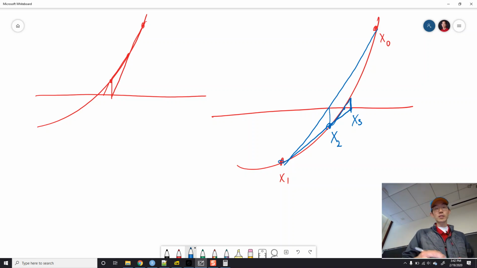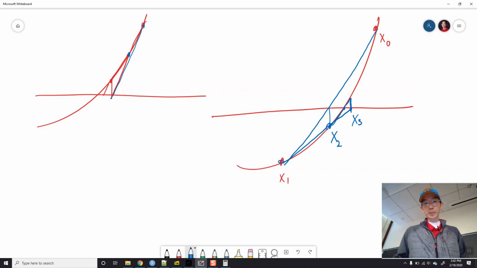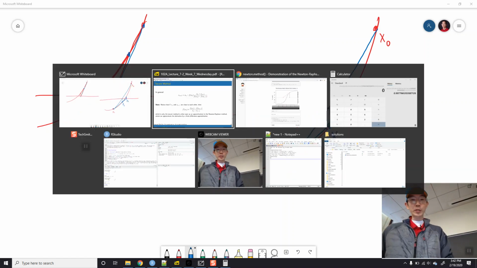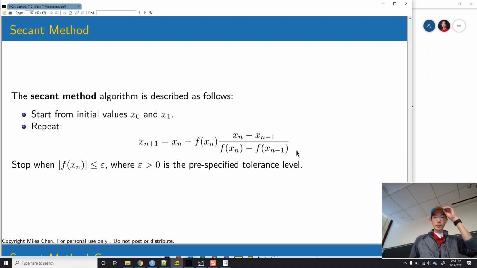That's not an issue. I know the picture that I had, they both started off positive like this, okay, but it's not a problem if one is positive and one's negative. Okay, secant method will still work there. And it's still going to have this exact form as well. Okay, so this is just the one slide for the secant method algorithm.